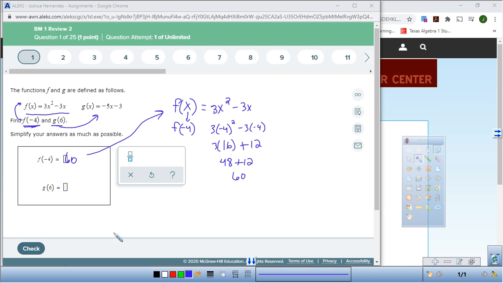Okay. Now I'll change it up to the g. This one refers to the g. So we're going to have g of x, same idea, is equal to negative 5x minus 3. This x right here becomes a 6, equals negative 5 times 6 minus 3. This gives me negative 30 minus 3, gives me a negative 33. And there it is.